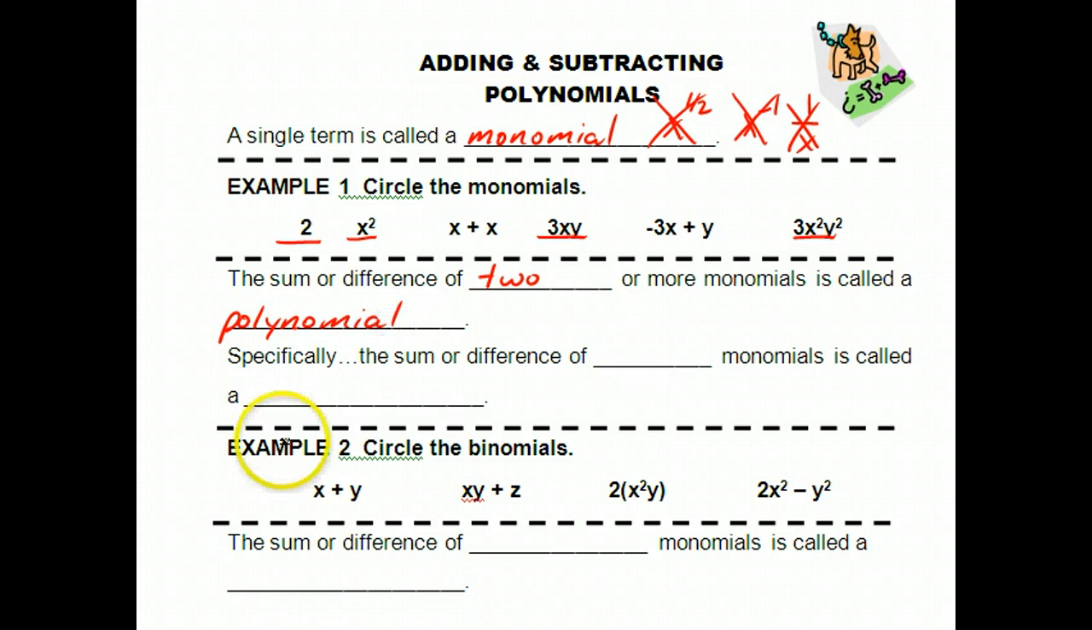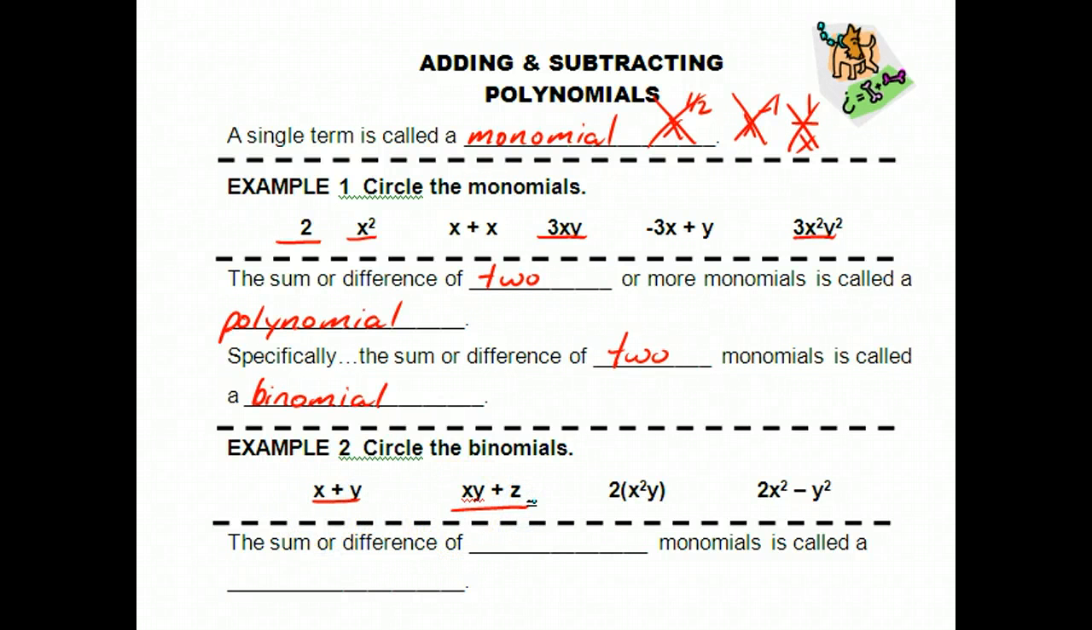Okay, and specifically, if I've got the sum or difference of exactly two monomials, it's called a binomial. So it's got a special name that comes with it. So the binomials here are going to have two monomials that are added or subtracted. So this is a binomial.